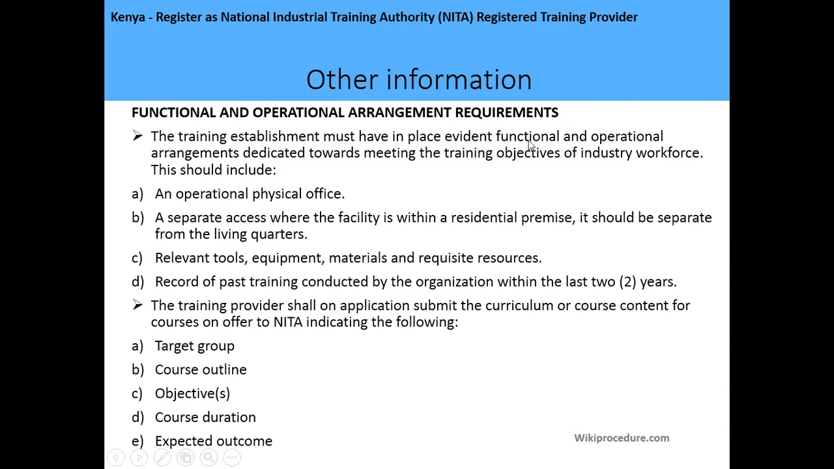Other information is on the functional and operational arrangements requirement: the training establishment must have in place evident functional and operational arrangements dedicated towards meeting the training objectives of the industry workforce. This includes an operational physical office, and a separate access where the facility is within a residential premises. It should be separate from the living quarters. Also required are relevant tools, equipment, materials, and requisite resources for the training, and a record of past training conducted by the organization within the last 2 years.